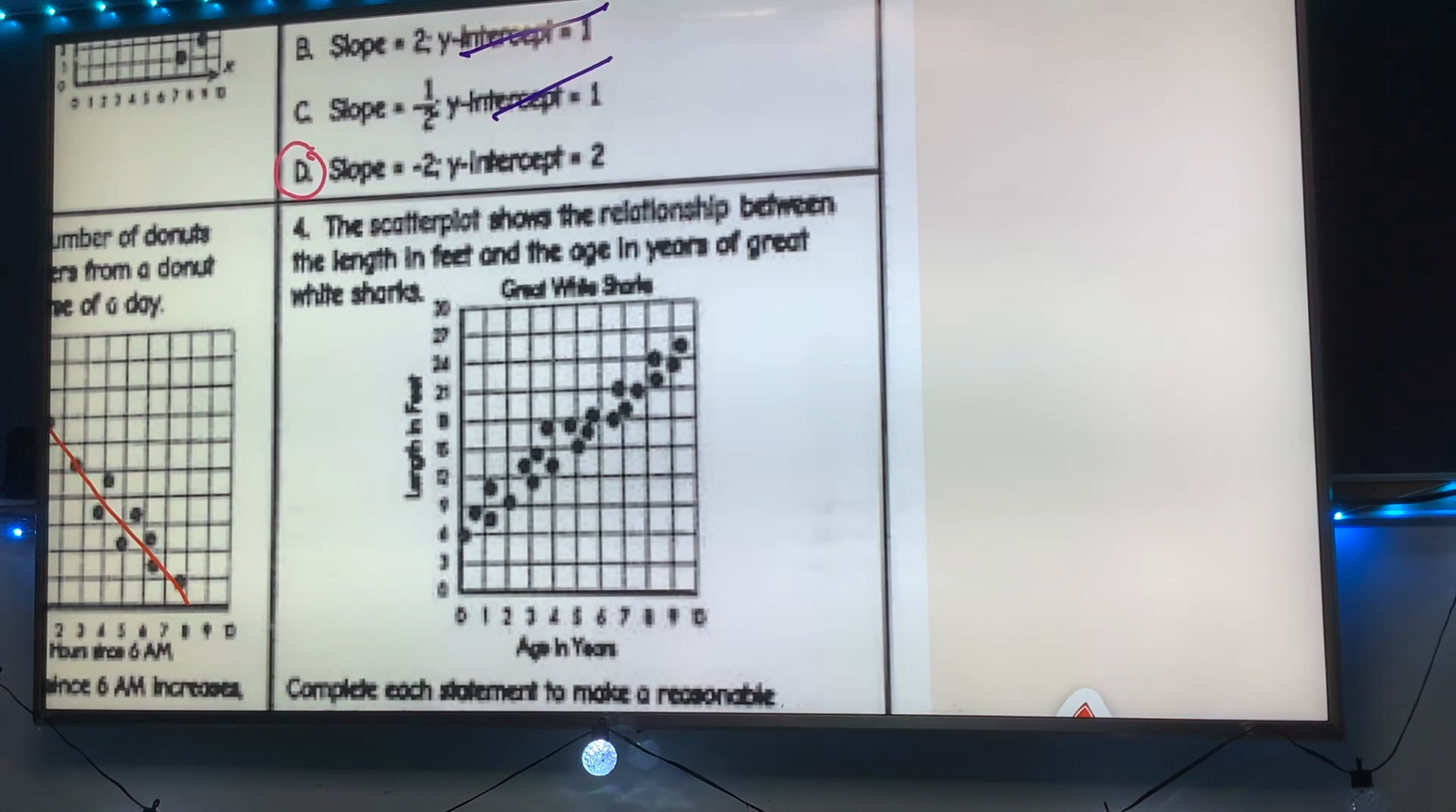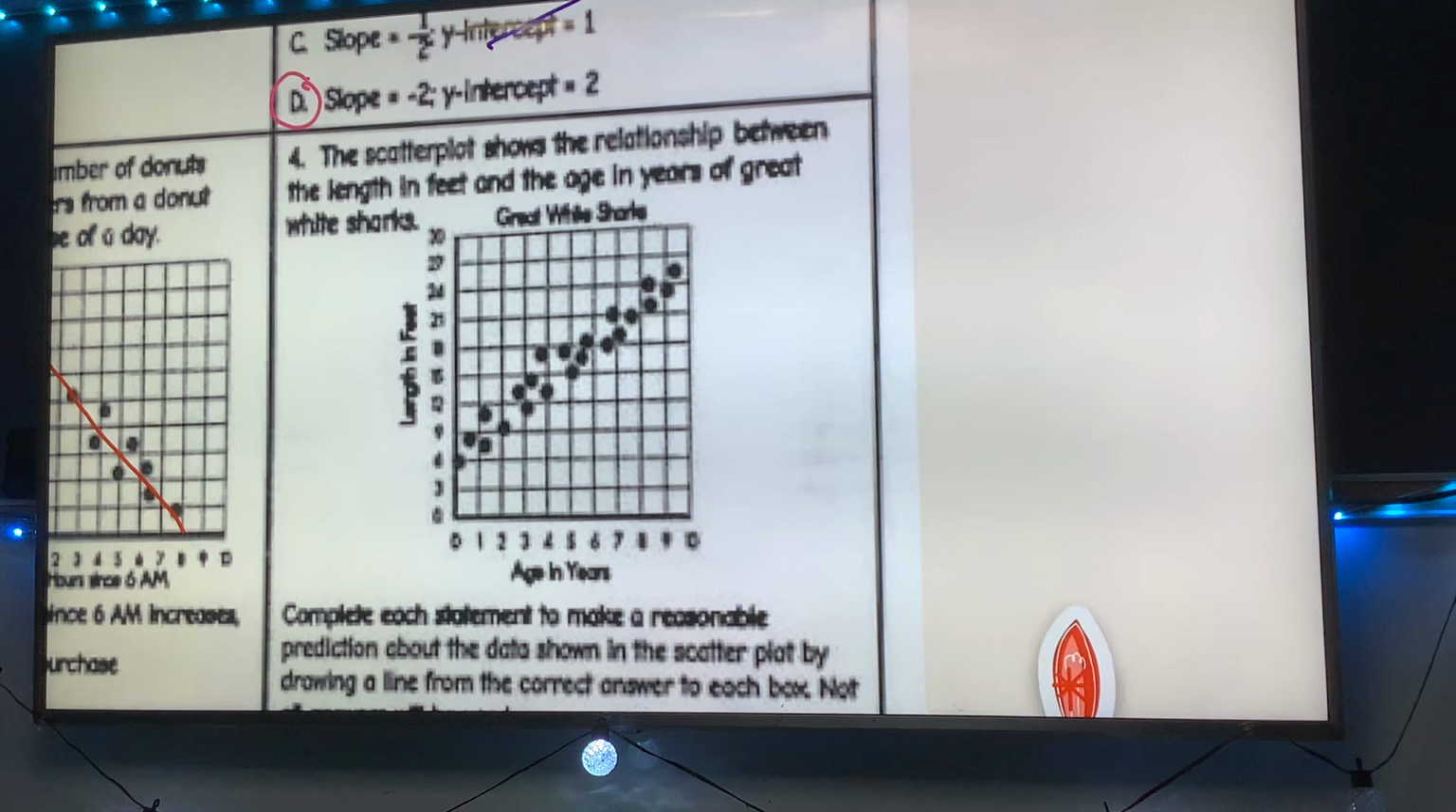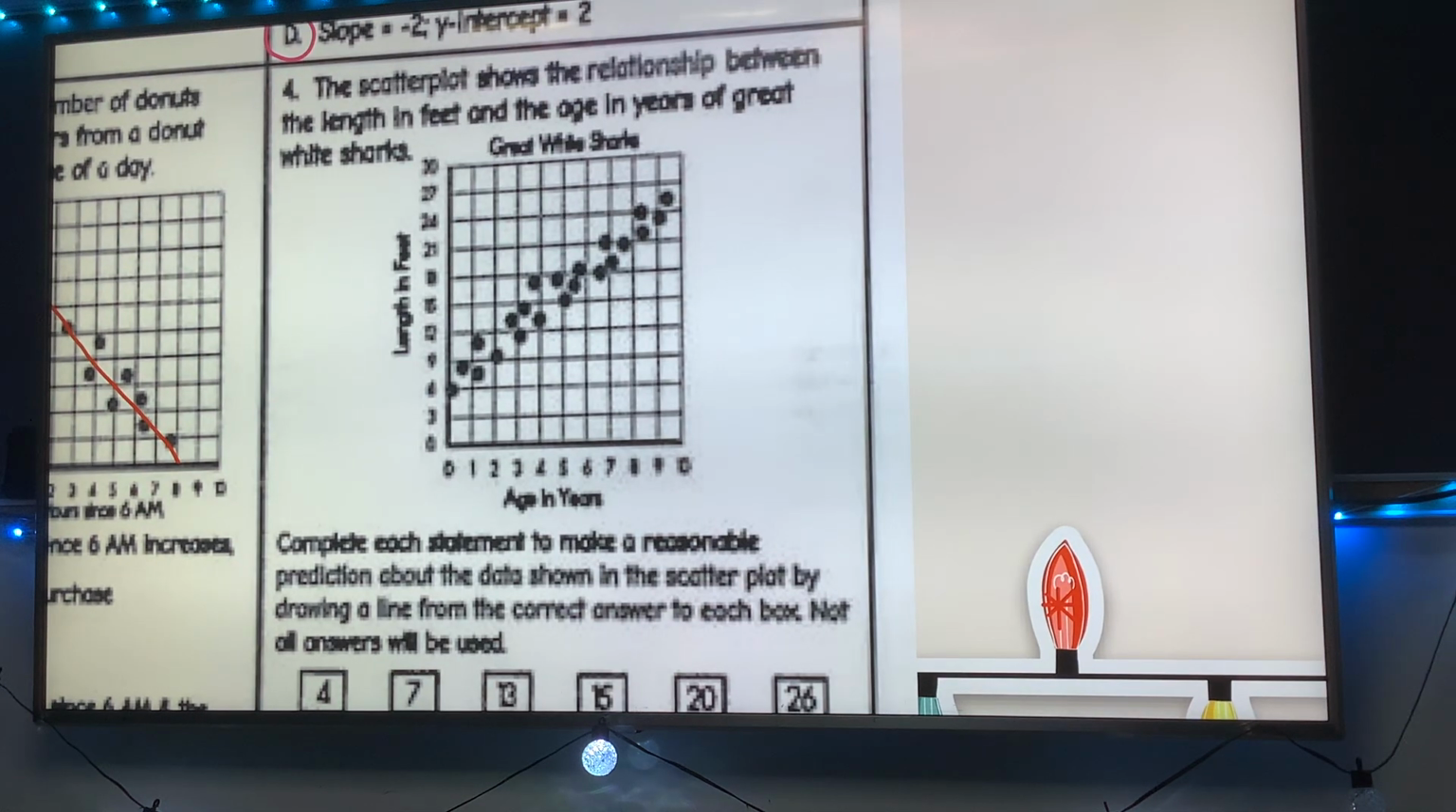You try number 4, pause the video, draw your best fit line, and you're going to actually answer 2 questions on this. I could totally see them doing this on the STAR test. Then they can get 2 questions out of 1. Once you finish, you can turn the video back on. Hopefully you really paused the video to practice your skills of a best fit line and getting the answers correct. So let's see if you got them correct.